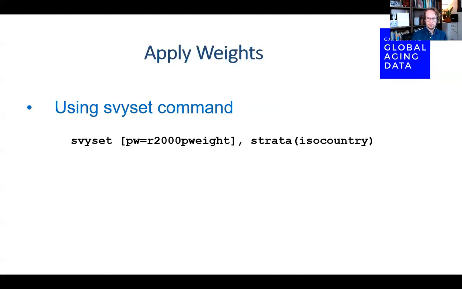We're going to apply our weights. One of the nice things about Stata is that it has a lot of built-in weighting commands, particularly for complex survey data. So we can do that using this svyset command. We're going to specify our probability weight, and that's our combined weight that we created here for both studies. And we're going to stratify it by ISO country. What that does is that it tells Stata that each set of those weights is specific to the different strata, and those strata are defined by ISO country. So we have weights for HRS and weights for MHAS.